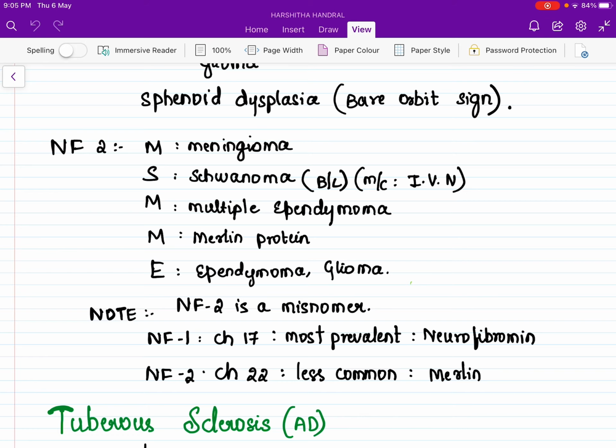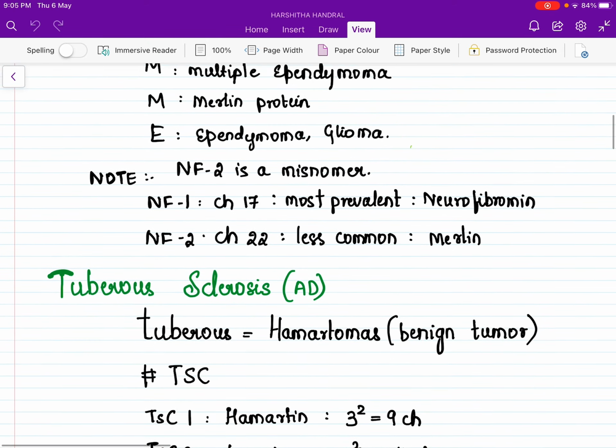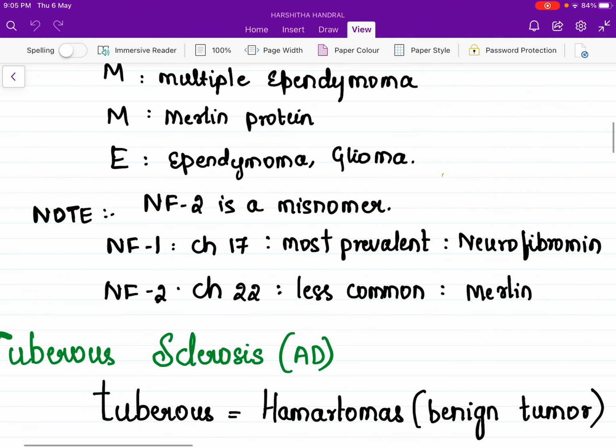So this is NF2. For NF1 and NF2, you should remember the chromosome associated with each. NF1 is chromosome 17, NF2 is 22. NF1 is associated with the neurofibromin protein, NF2 with Merlin. NF1 is the most prevalent one, and NF2 is the less common variant. So this is about neurofibromatosis.